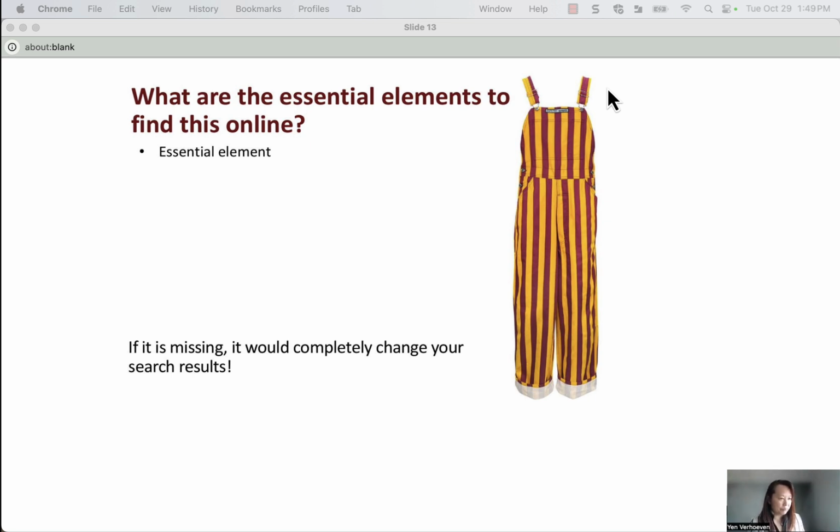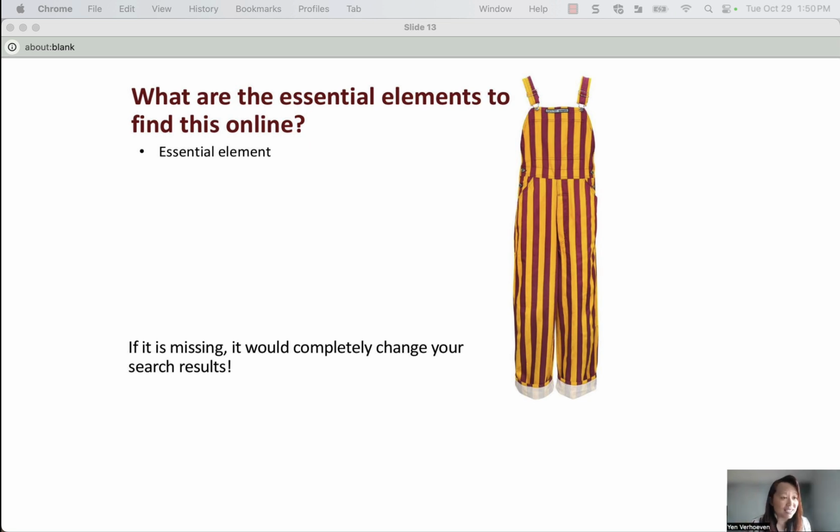So think about it. In this case, what would you put in? And please put it in chat for me or unmute your mic. What would be your search terms to try and find this online? What would be important that you would put in a search? And for those of you who are unsure, you can actually open a Google and try it. Okay, so I've got here, Iowa State football overalls for game day. Nice.